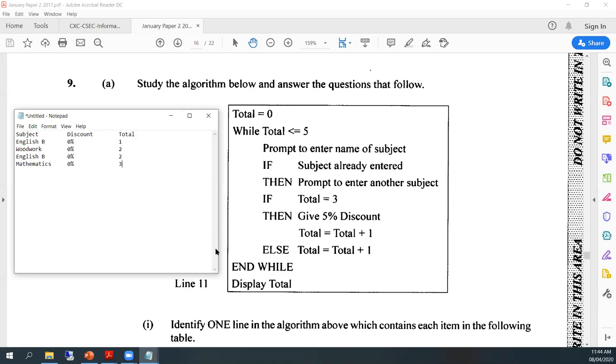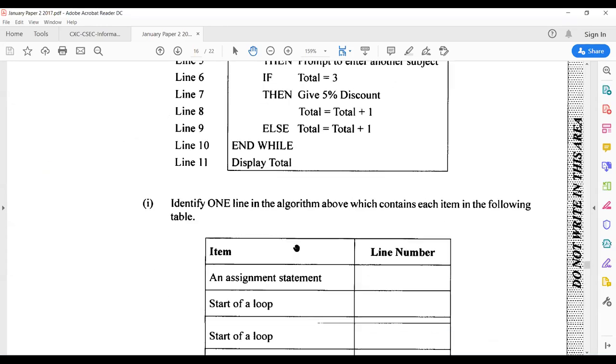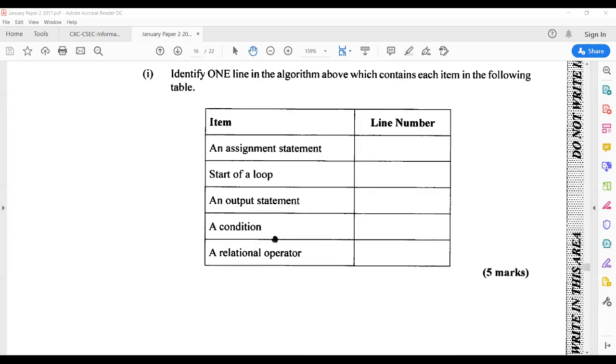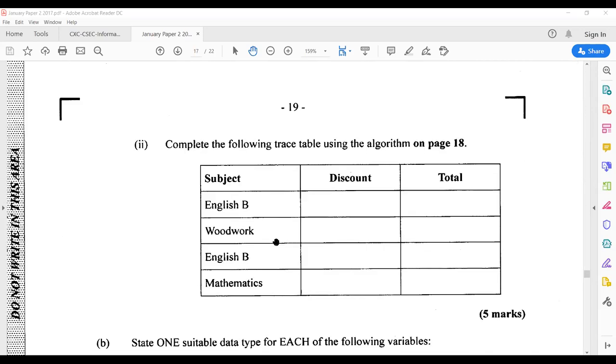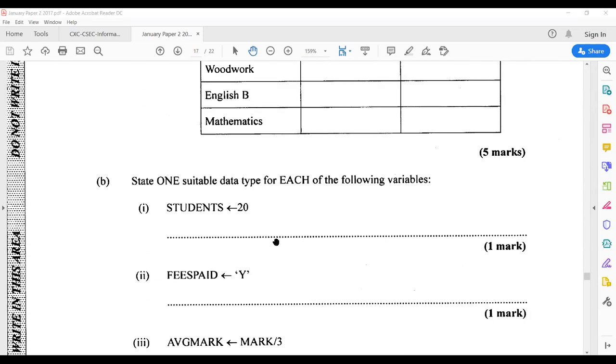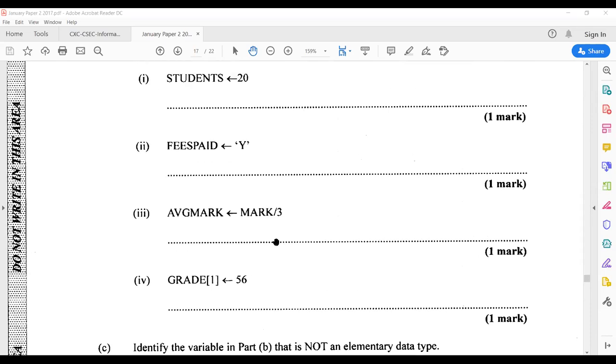Remember, the important thing is you have to step through the program and ensure it flows properly. So let's get back to the questions. Right, so that's the trace table. I know we have another part of the question here.